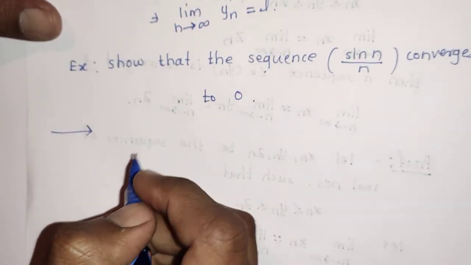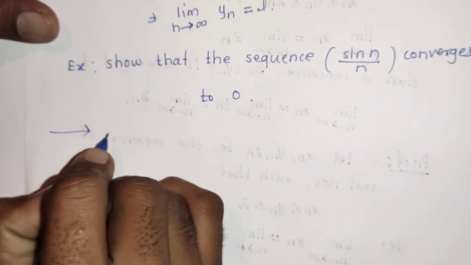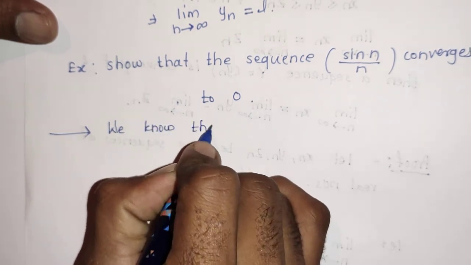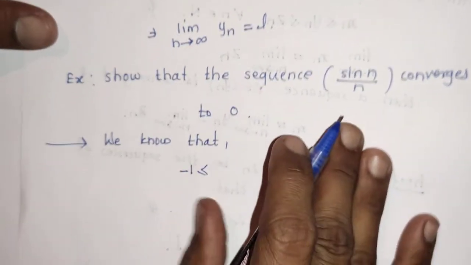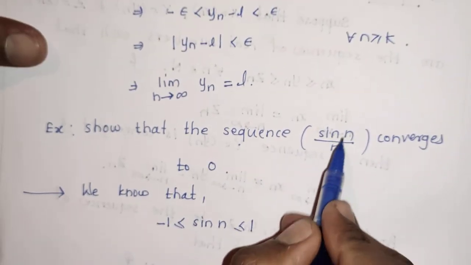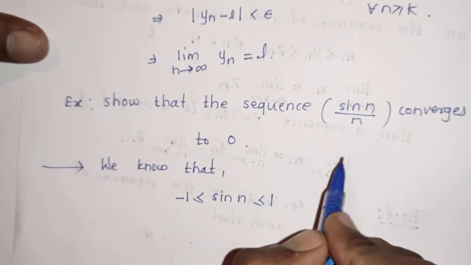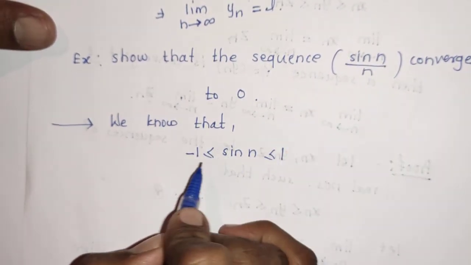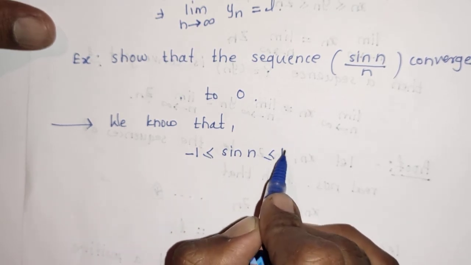The solution: we know that mod of sin x is in between minus 1 and 1, as we know that minus 1 is less than or equal to sin x. Instead of sin x we will write here sin n. Sin n is less than or equal to 1. We have to prove that the sequence converges to 0. By using the squeeze theorem we have to find xn and zn such that yn is in between xn and zn. Now if we divide throughout by n, then we get minus 1 by n is less than or equal to sin n upon n is less than or equal to 1 by n.